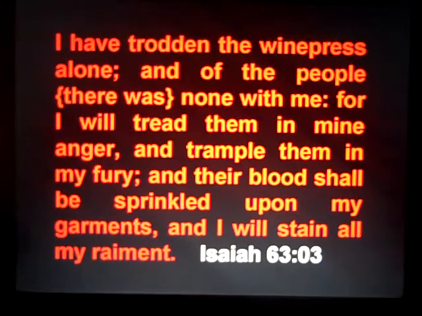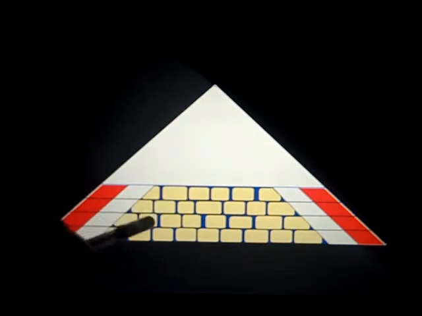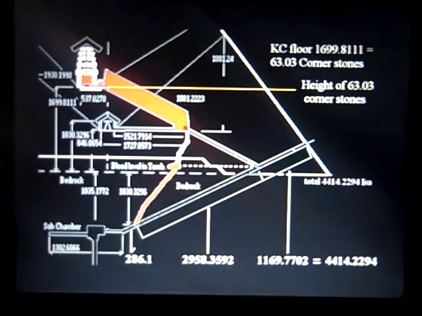So everything to do with the cornerstones is a direct reference to Isaiah 63:3, which you will see in a minute. "I have trodden the winepress alone, and of the people there was none with me, for I will tread them in mine anger and trample them in my fury, and their blood shall be sprinkled upon my garments, and I will stain all of my raiment." These are the yellow limestones of the churches of Lucifer and the cornerstones of the alabaster. Now, to explain, this is really amazing.